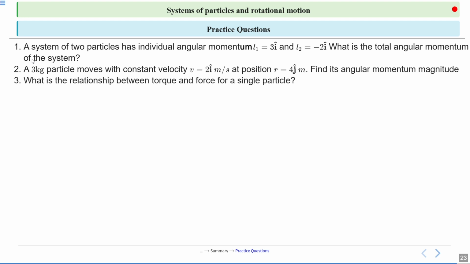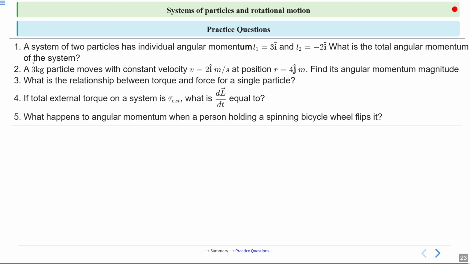Third, what is the relationship between torque and force for a single particle? In this question, you have to find the relationship between torque and force: tau equal to r cross F, where r is the position vector and F is the acting force. So this is the relation. Fourth, if the external torque on a system is tau external, what is dL upon dt equal to? Here you have to find the rate of change of angular momentum.